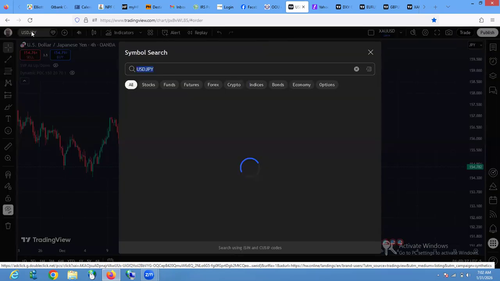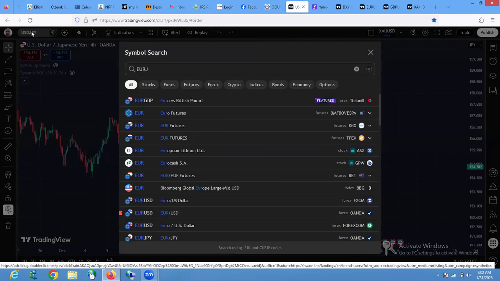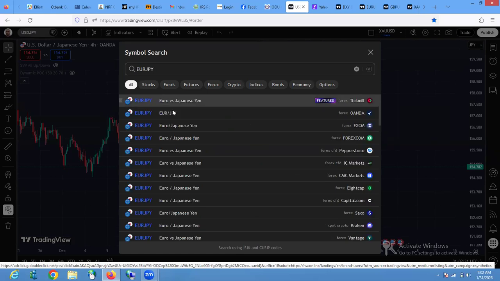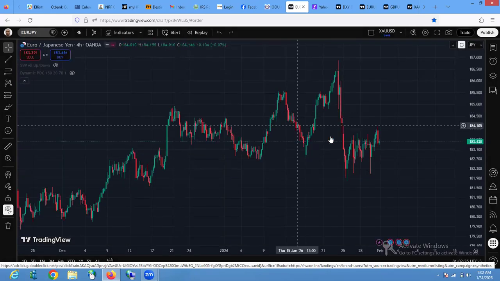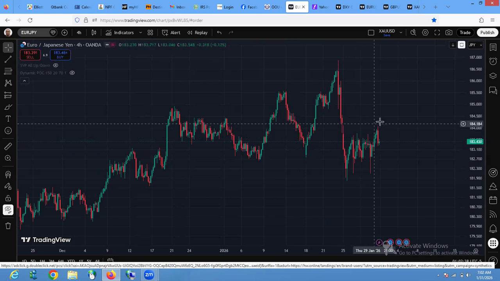Euro-yen. I believe yen pairs are doing the same thing. Yen pairs are doing the same things. This is wasting time a bit here, getting more complex. Will this drop here? This one can drop from here. It's possible that it drops from here.